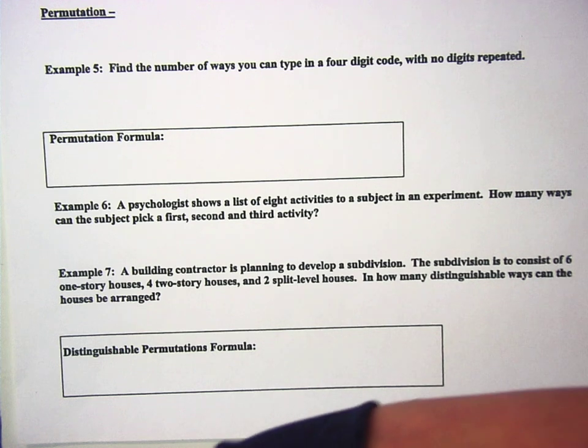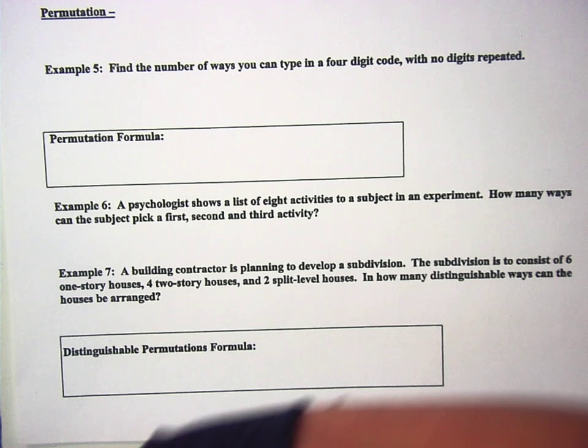Flip over here so I can get my formulas right as I'm looking.